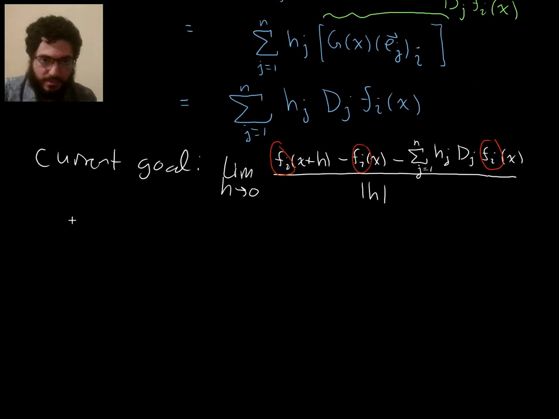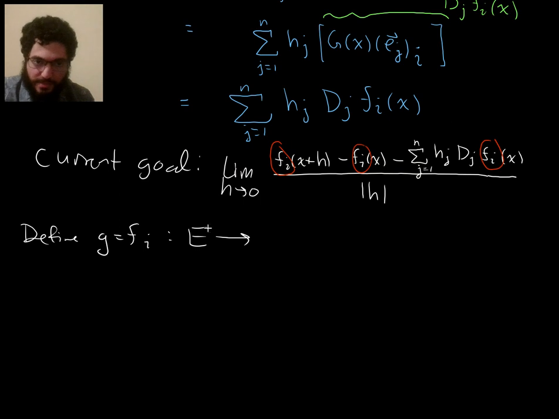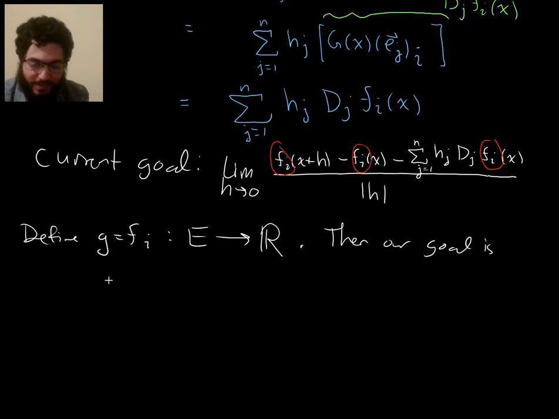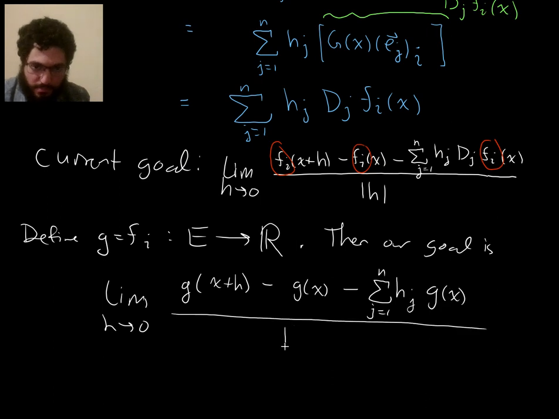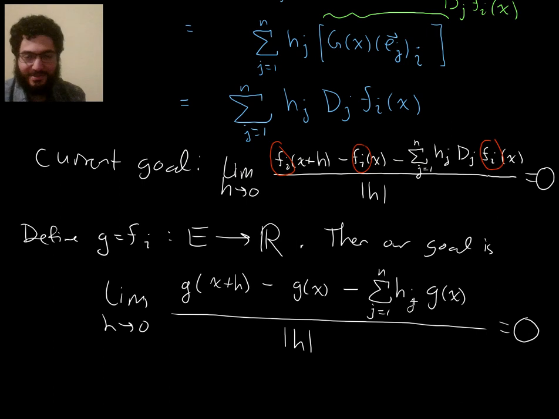So let me simplify notation. How about I just define g to be f sub i, which, by the way, is a map from the same domain as the domain of f, but now into R, since it's picking out the ith component. And then our goal is simply to prove, and it's not simple, but it's simpler than how it was written before, this. Sorry, I forgot to write equals 0 on the current goal up there. The goal is to show that that limit vanishes.